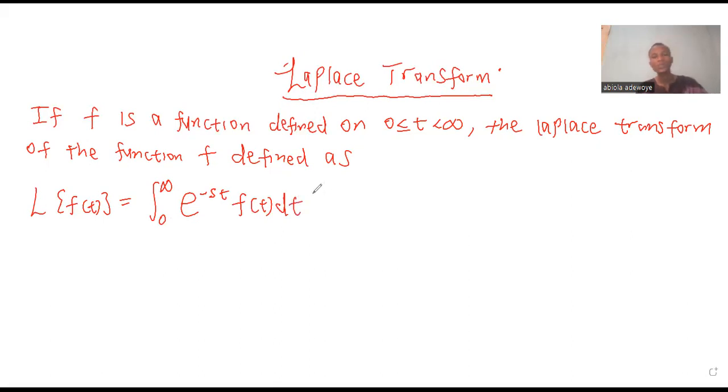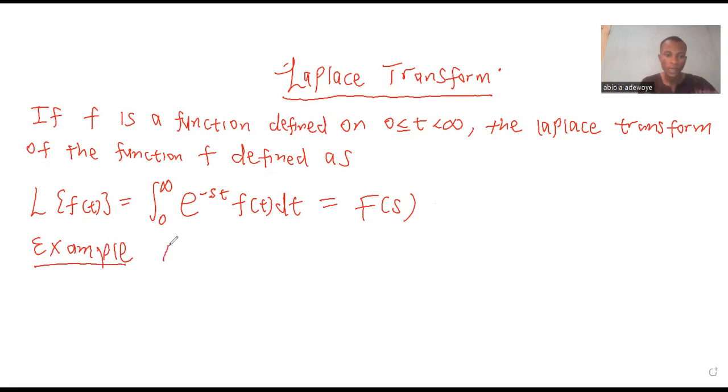So what does that mean? It means if you are taking the Laplace transform of a function of t, we are expected to get a function of s. Now, let's say we are given a function of t, our f of t. Let's take an example. We have example 1.